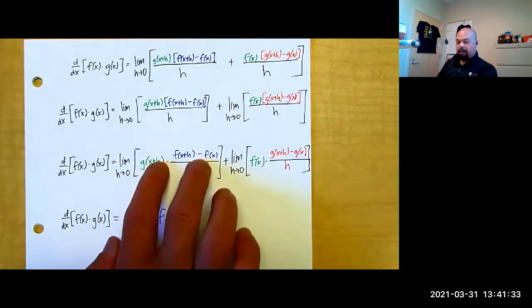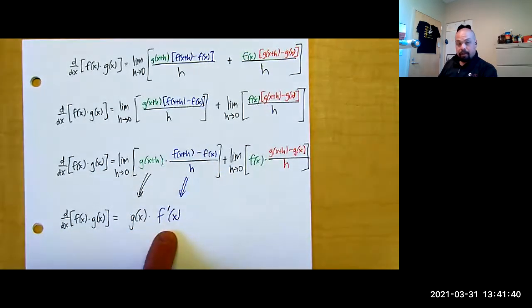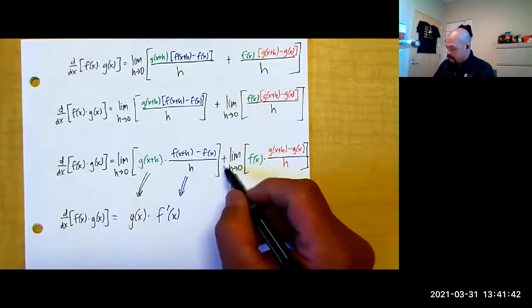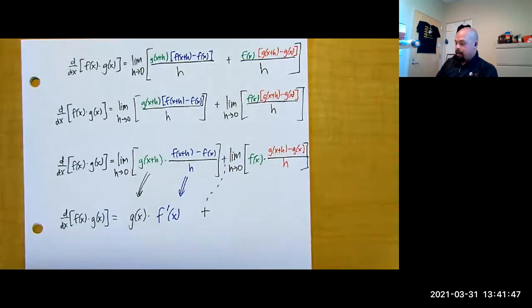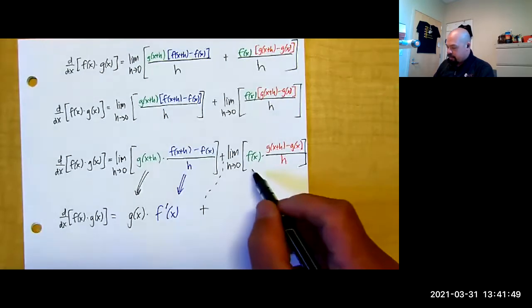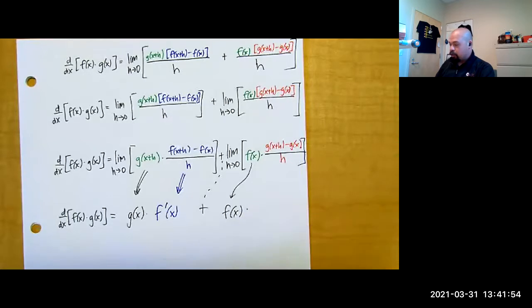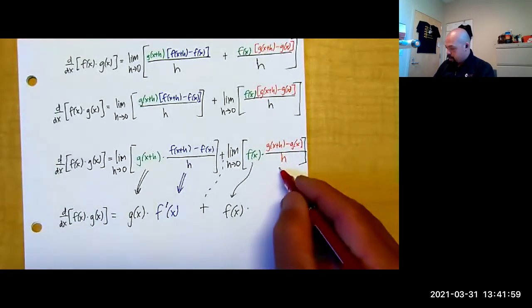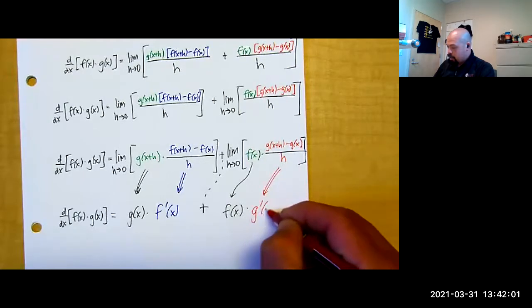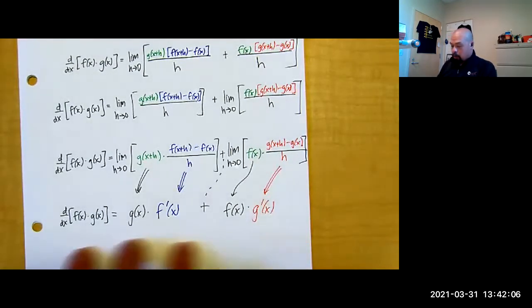So this limit simplifies, creating this product: the original g of x function times the derivative of that f of x function. Then we're going to add our limit here. F of x, there's no h there at all anyway, so that's just f of x, the original first function. And now that g of x plus h minus g of x over h, there's our g prime of x. And there's our product rule.